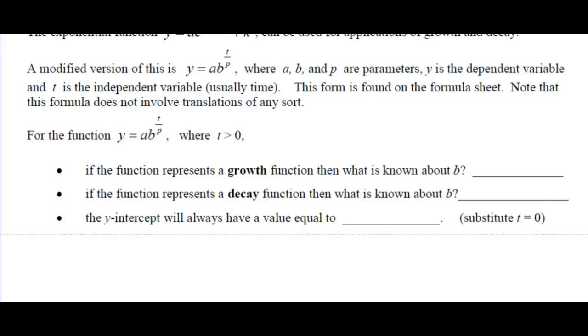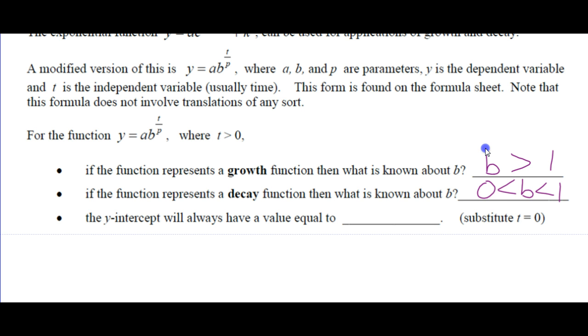There are no translations of this, right? So for the function y = a·b^(t/p), where t is greater than 0, it represents a growth function when what? b is greater than 1. It's a decay function when b is between 0 and 1.